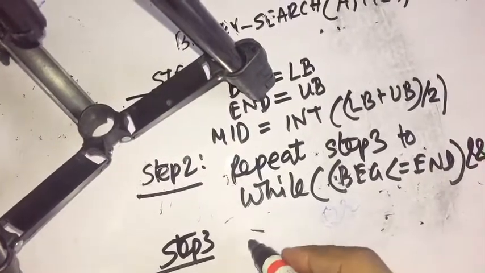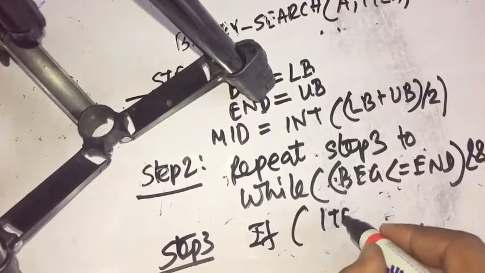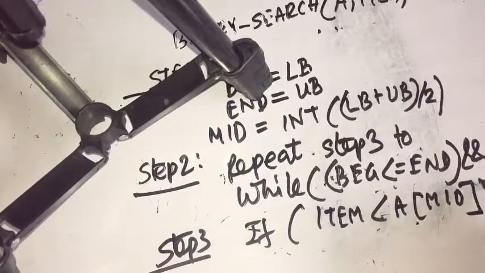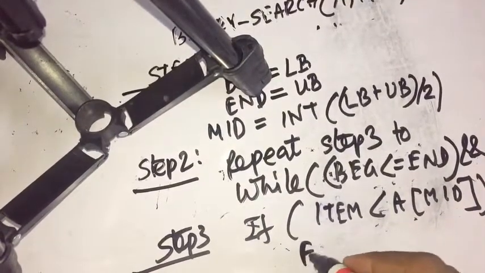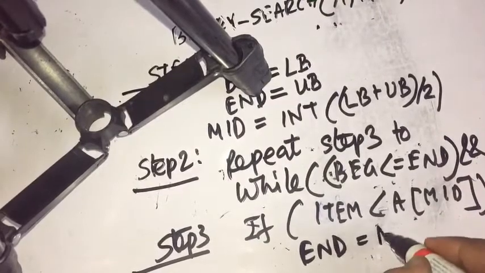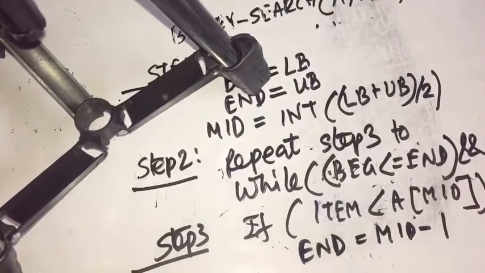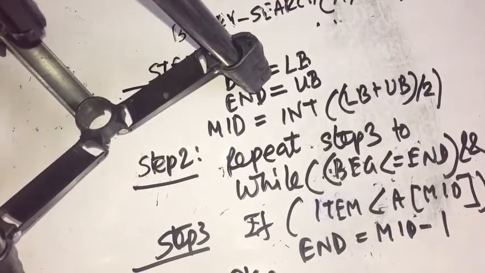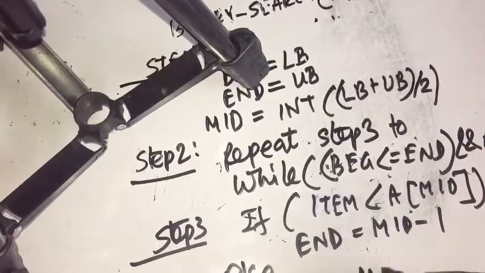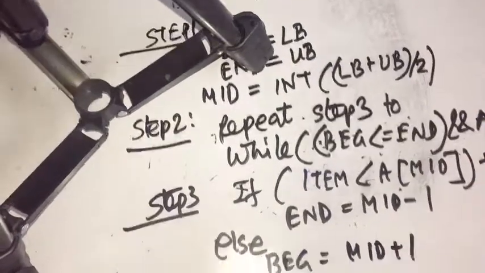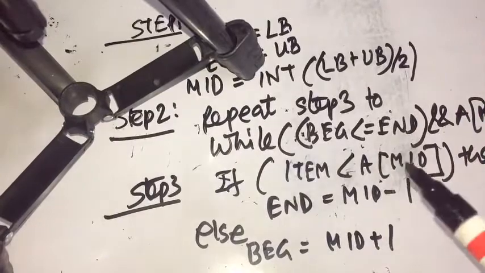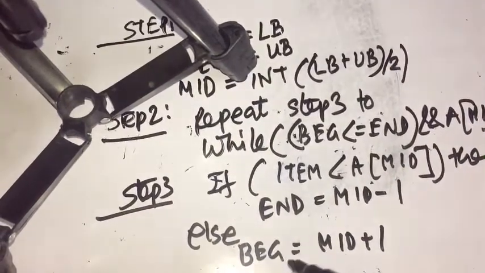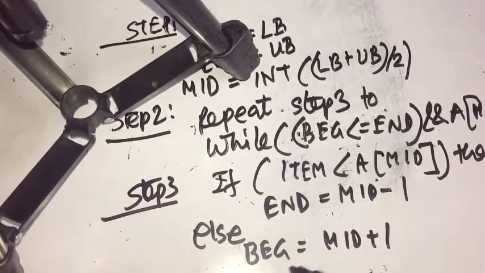Now step 3. If item is less than A of mid, then end will be mid minus 1. Otherwise, beg will be mid plus 1.